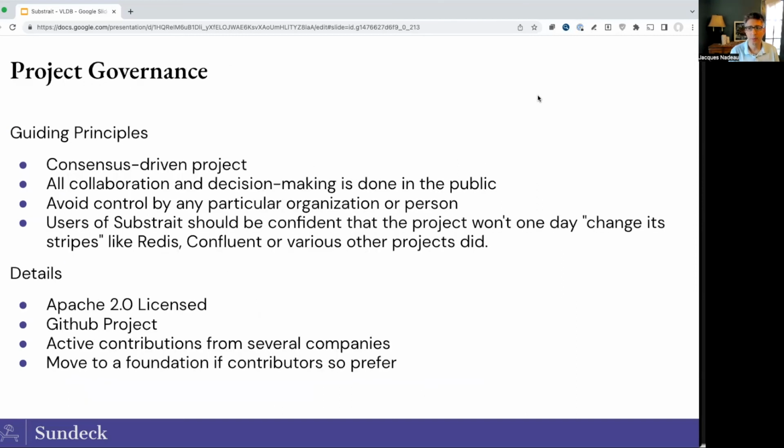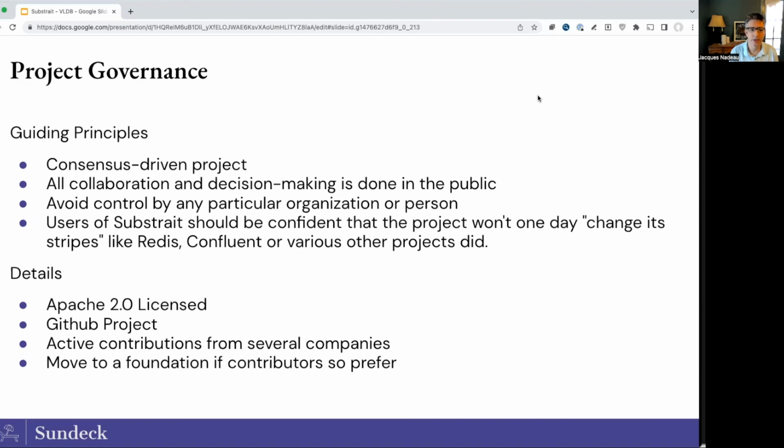So let's talk a little bit about project governance. The governance of the project is very much consensus-driven. Our goal is all collaboration, decision-making is done in the public. We're very much focused on making sure we have a diverse collection of organizations that are involved in the project. And we also want to make sure that it's very clear that the project is Apache licensed today, and it will always be Apache licensed. We're not going to change our spots one day like some of the more commercial-oriented projects like Redis or Confluent have done. So as I said, it's Apache 2.0 license.